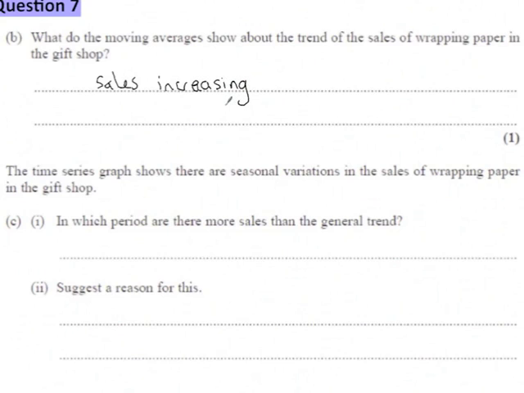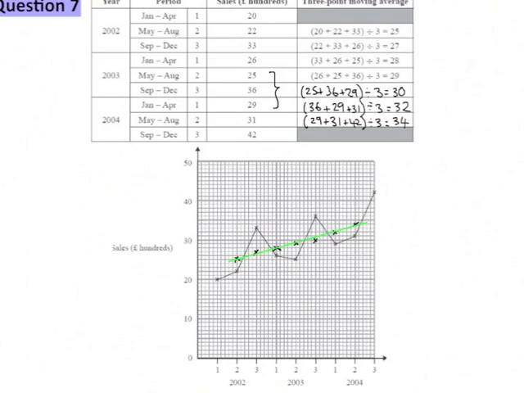We're then told that the time series graph shows that there are seasonal variations in the sales of wrapping paper. Asked to identify which period and a reason for this. In which period are there more sales than the general trend? We are looking now at the points that are higher than the trend line, the general trend. And this here is in period 3.